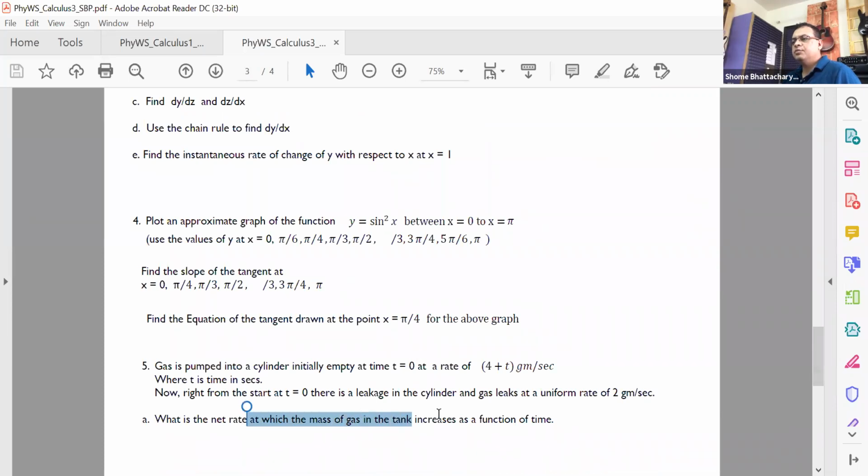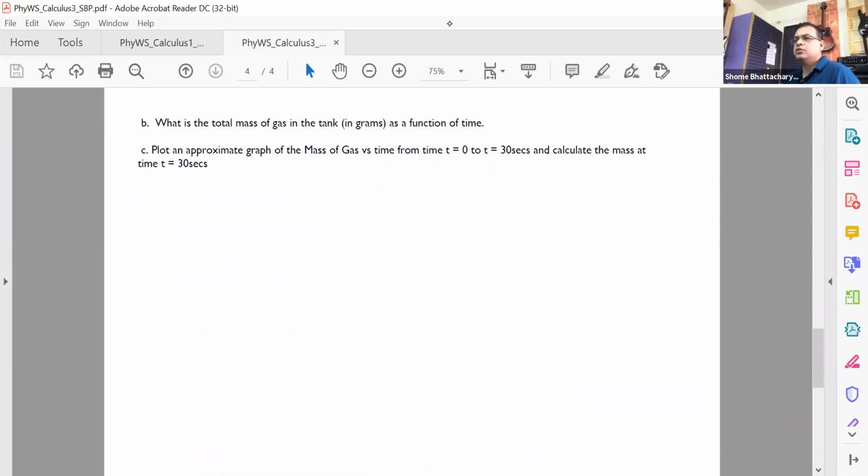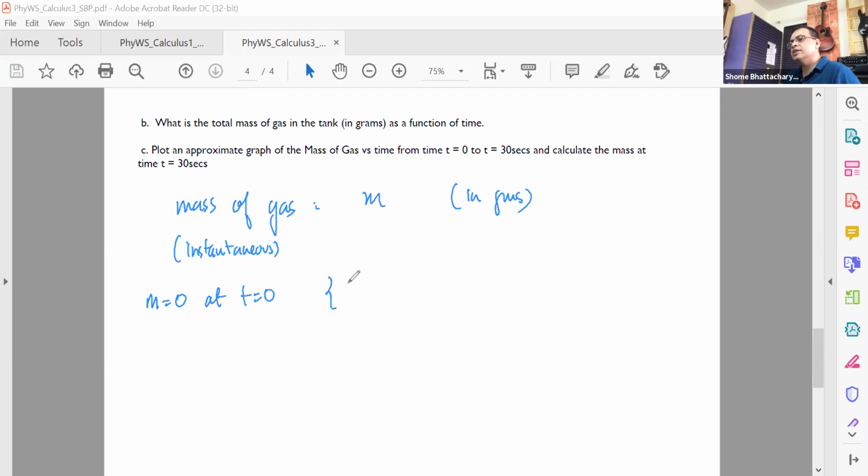What is the net rate at which mass of the gas in the tank increases as a function of time? That's the first thing we'll see, and then of course total mass and all that. So let's put together the information we saw. Let's say we take the instantaneous mass of gas, that is at a particular instant of time, as the variable m in grams. The first information that we have is that m is equal to 0 at t equal to 0 because it was empty initially.